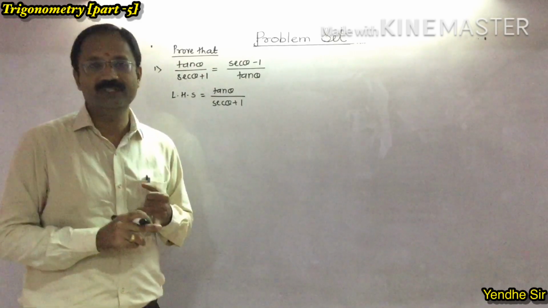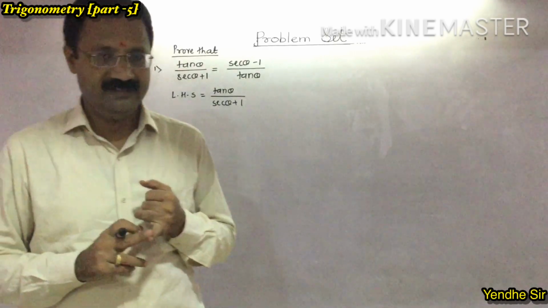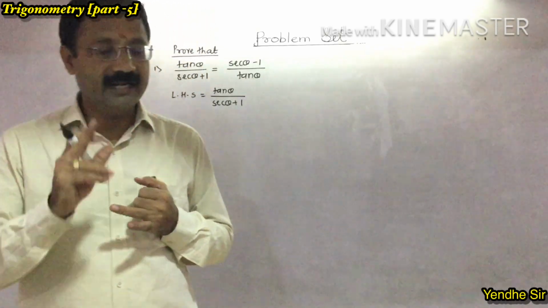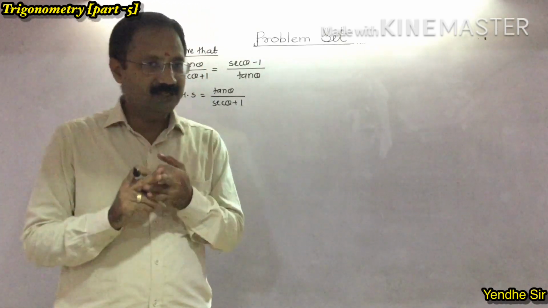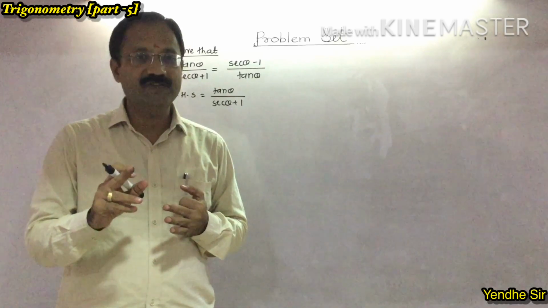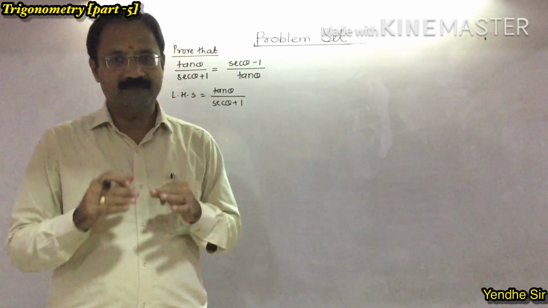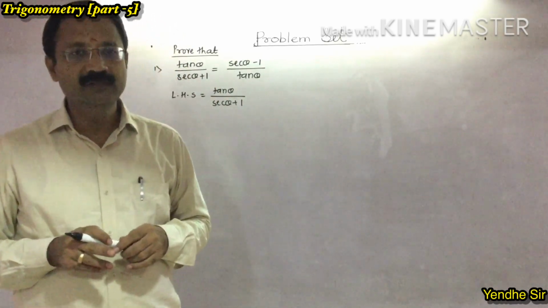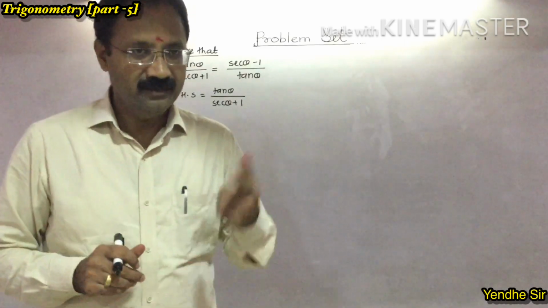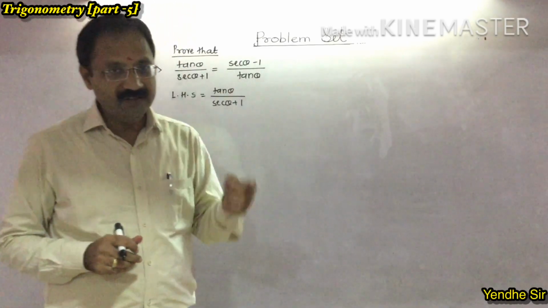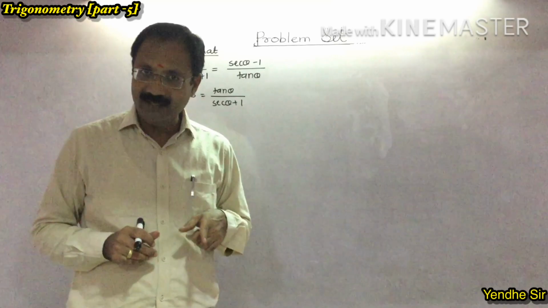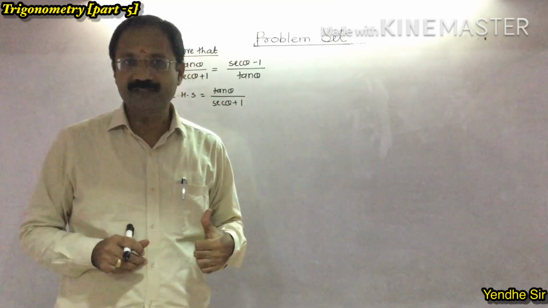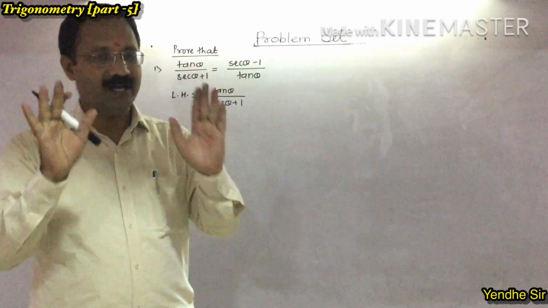Yes, the first rule is always take the LHS. Which is the second rule? Write the formulas. Third rule, if the denominator is not the same, then you have to cross multiply. Which is the fourth rule? Take the common. Fifth rule is that sin square theta plus cos square theta is there. And the last is our target.